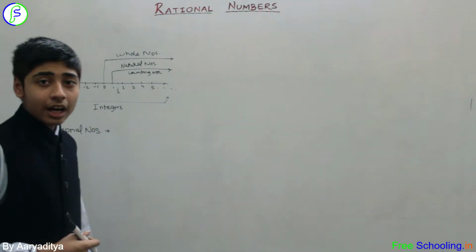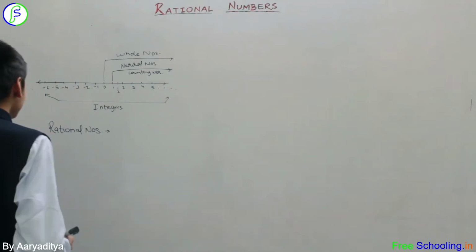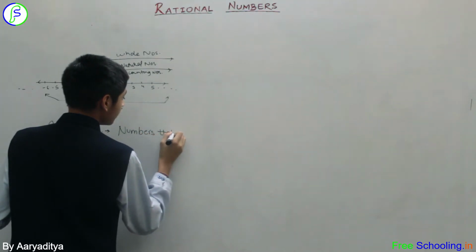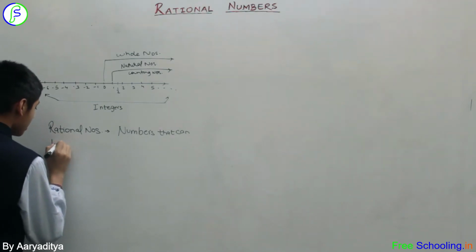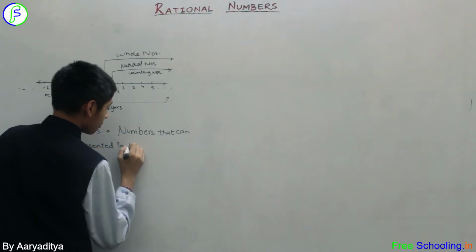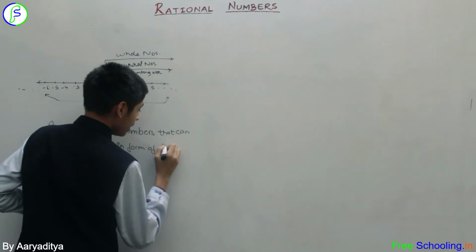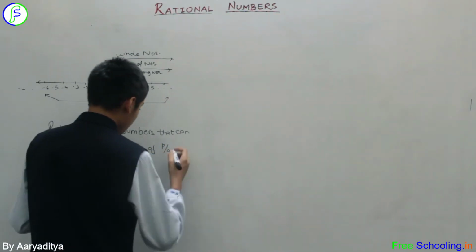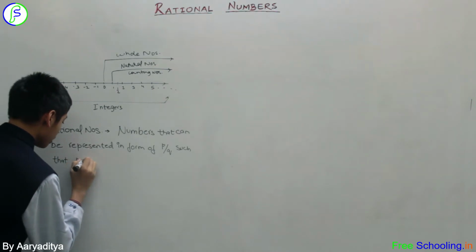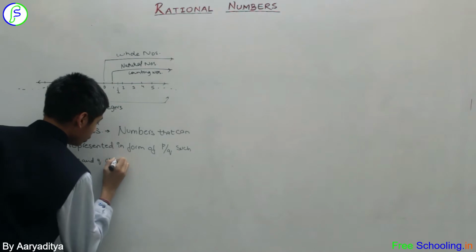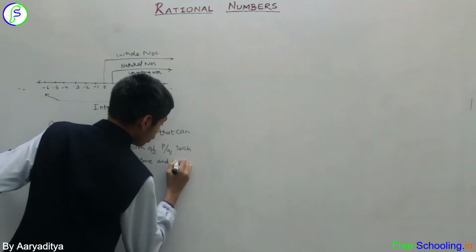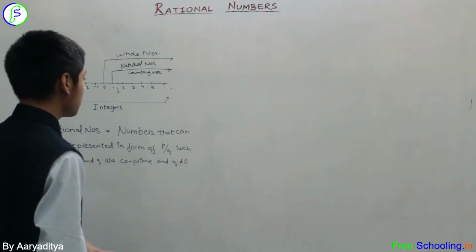Now you might be asking me, friend, what are rational numbers? So let me just clear this one. Numbers that can be represented in form of P by Q. Let these both be any number such that P and Q are co-prime and Q not equal to 0. Because if Q becomes 0, then the number will be infinite.